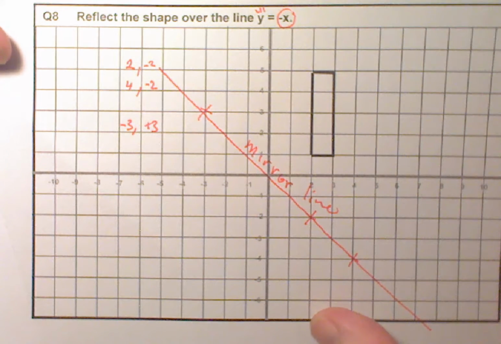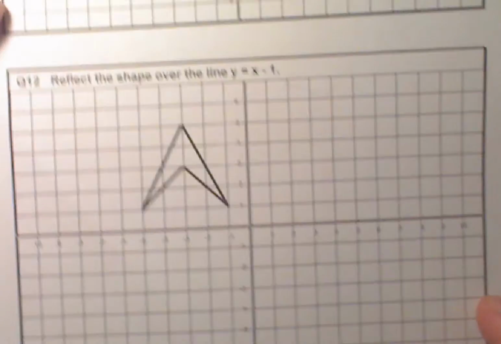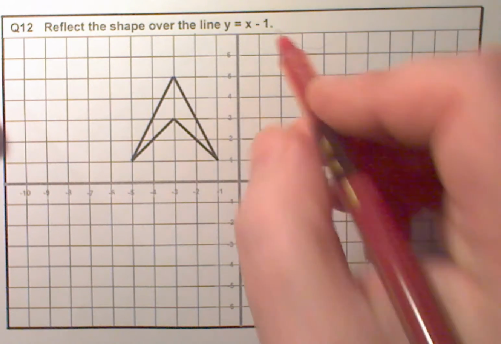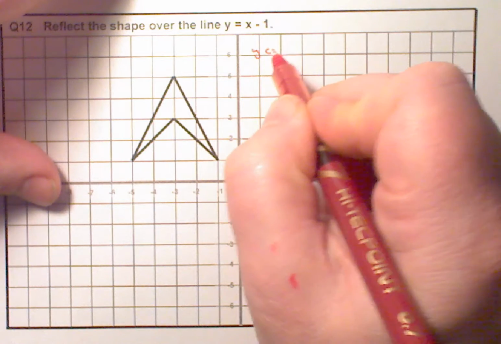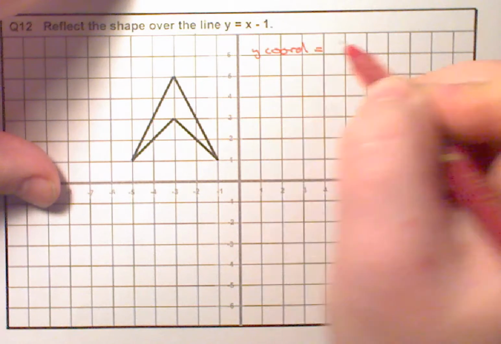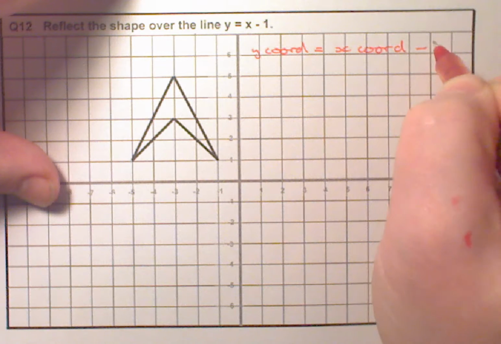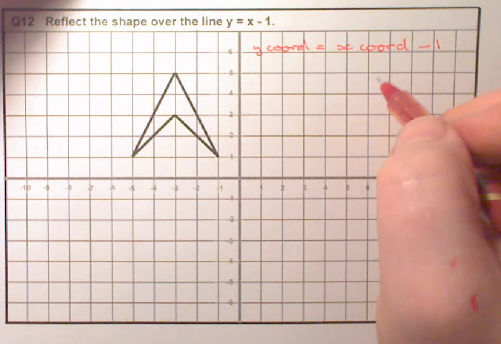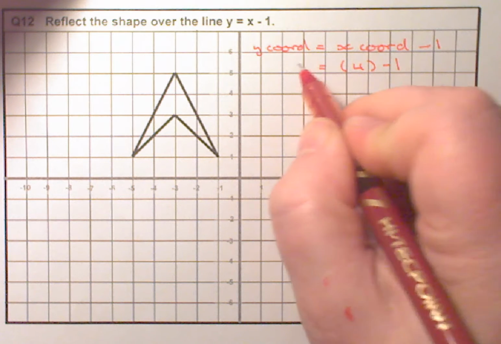Finally, I'm going to give you one more example for those tricky ones at the back of the Reflections 2 worksheet, and that is something like this one. Now you have to think of this as a rule, that the y coordinate is equal to the x coordinate take away 1. Okay, so let's think of some examples. What if the x coordinate was 4? So if the x coordinate was 4, we'd take away 1 and our y coordinate would be 3.